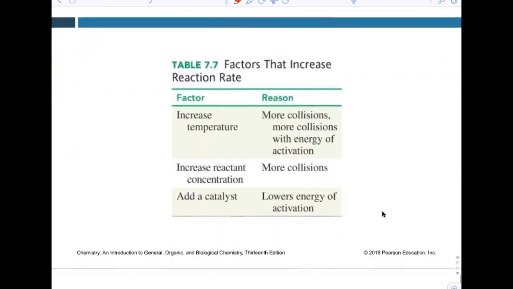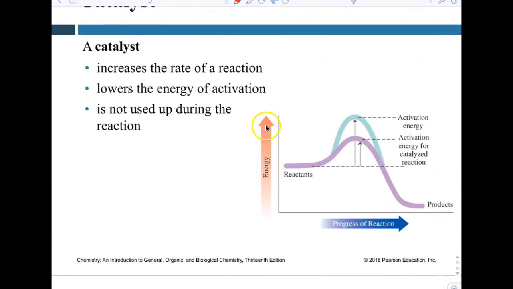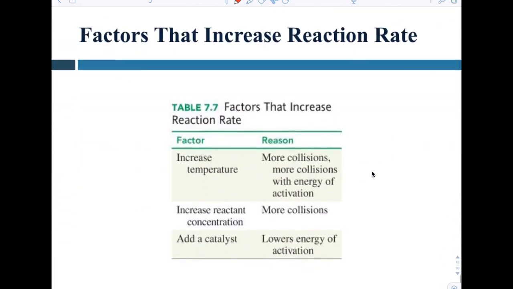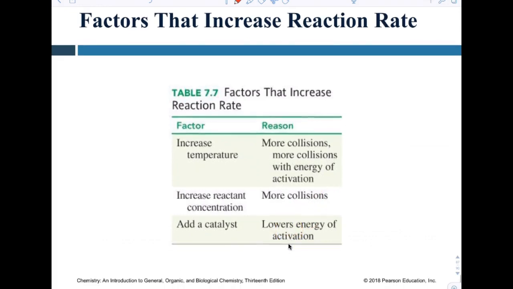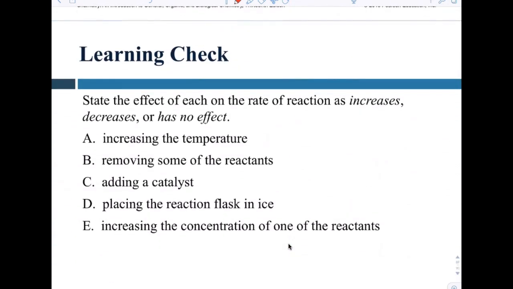So here are the things you can do to increase the reaction rate. Y'all know this. Increasing temperature, make it go faster. If you make it go faster, you give it more energy. So you make the energy like up here, I can get over this activation energy a lot faster. You can increase the reactant concentration, so you just have more collisions in general. And adding a catalyst lowers the activation energy, so it makes that hill a lot smaller. So tell me whether or not something's going to increase, decrease, or have no effect on the rate of the reaction. So pause and give me some of this.